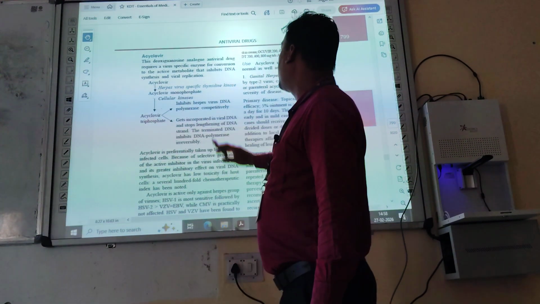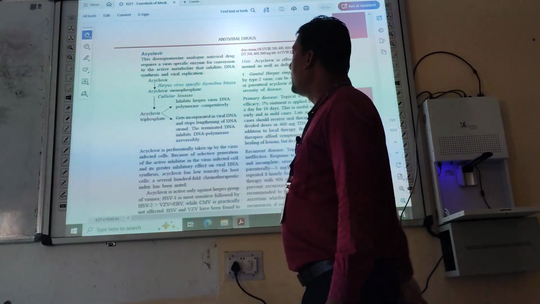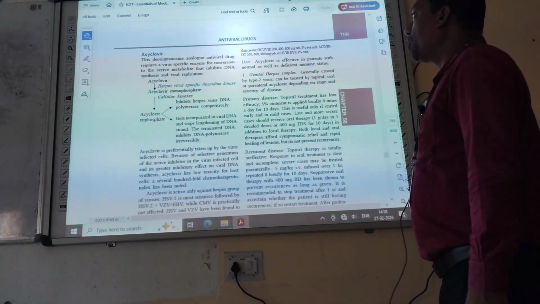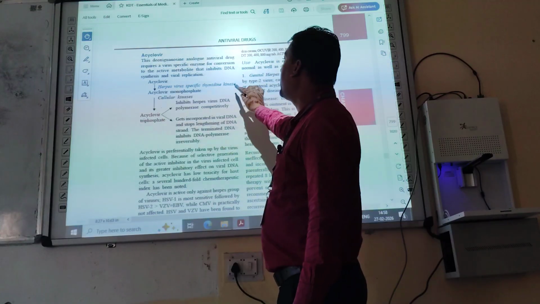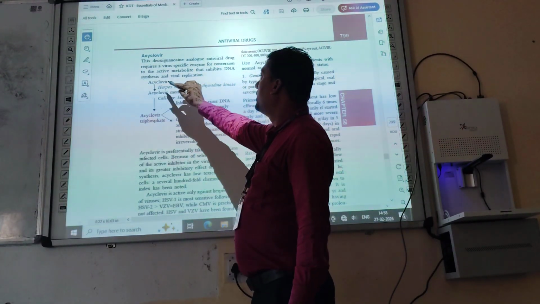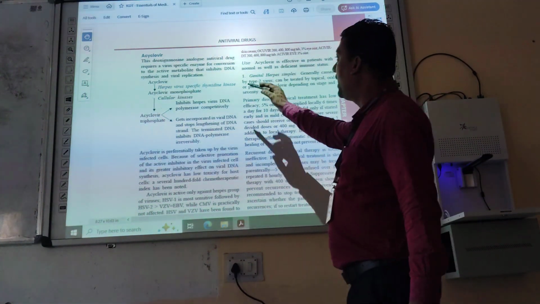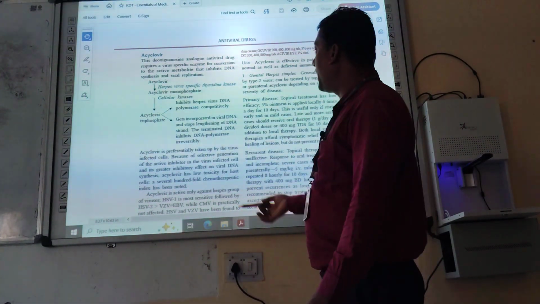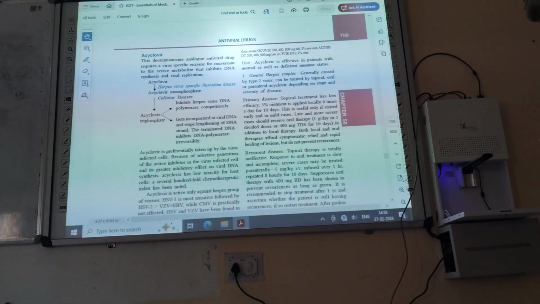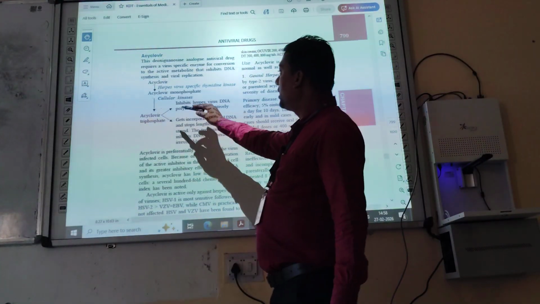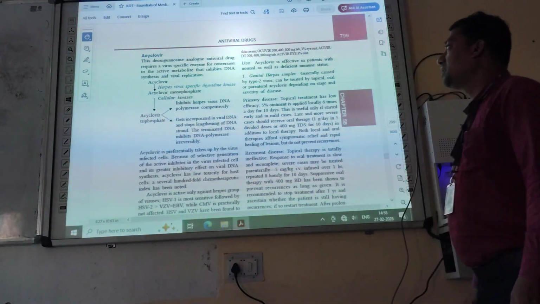Herpes virus specific thymidine kinase, and acyclovir monophosphate will be produced by this enzyme. This is the enzyme, herpes virus specific thymidine kinase. Acyclovir is converted to acyclovir monophosphate with the help of this enzyme. Another enzyme is there, known as cellular kinases, and it will convert it to acyclovir triphosphate.